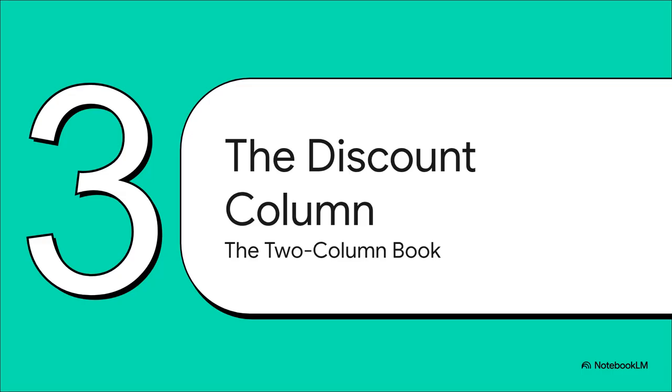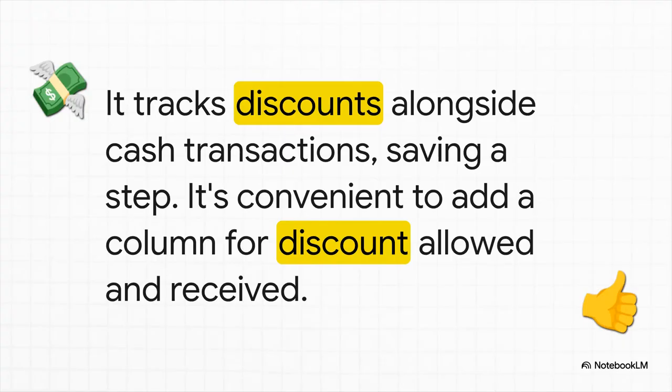Okay, so that handles cash perfectly. But let's be real, business transactions often involve things like discounts. So to manage that, we need to level up our cash book and add another column. So why bother with an extra column? Well, it comes down to pure efficiency. Think about it. Businesses are always offering little discounts to get customers to pay on time. By having a discount column right there next to the cash, you record both things at the exact same moment. It saves you from having to make a whole separate entry later on.